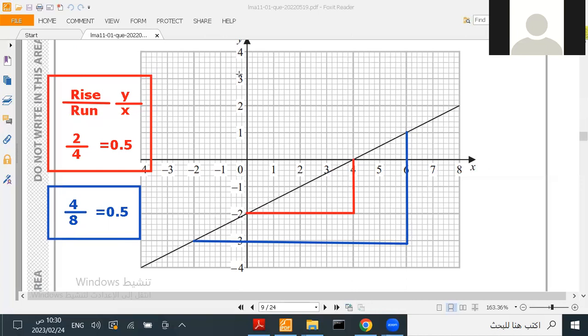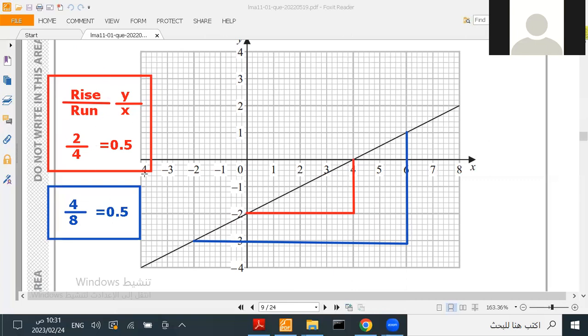So this is the first way of finding a gradient: dividing the rise over the run. You'll study this in year 10. Rise divided by run gives you the gradient all the time. We said the rise is the y movement, the vertical line, and the run is the x movement, the horizontal line. And whatever size you make with a triangle, it will give you the same answer. Okay, this is for the first idea.